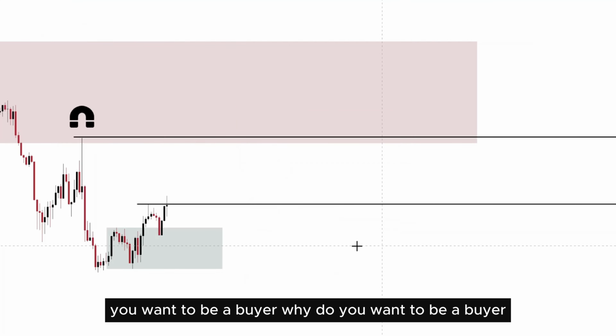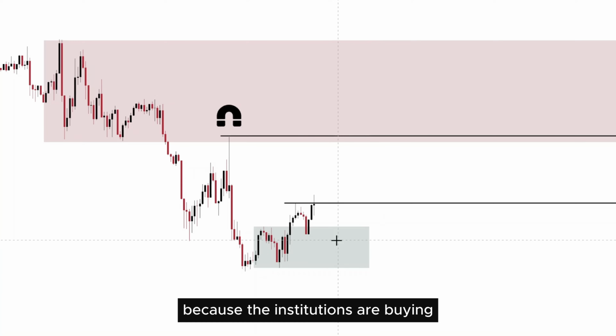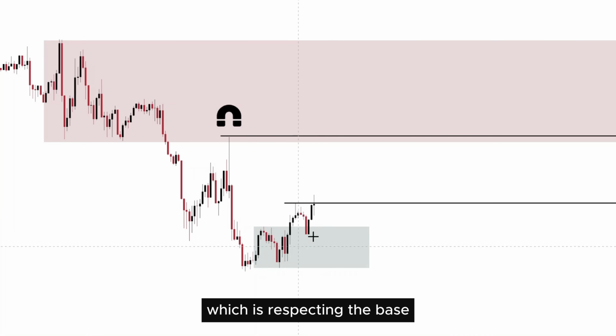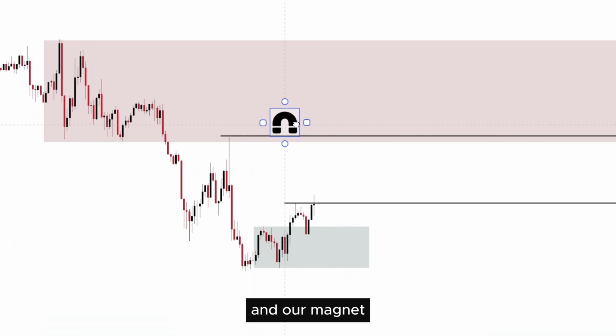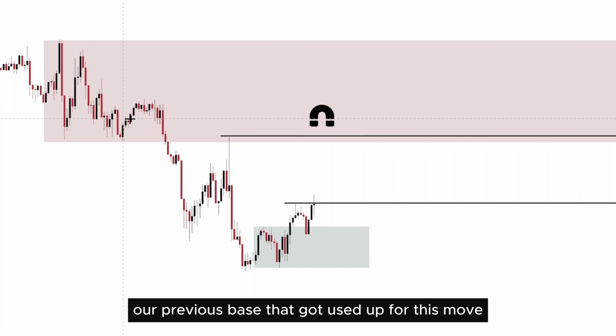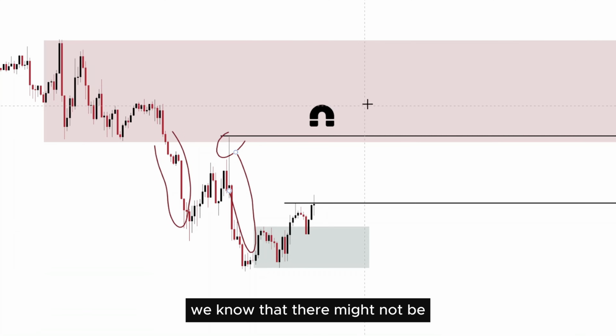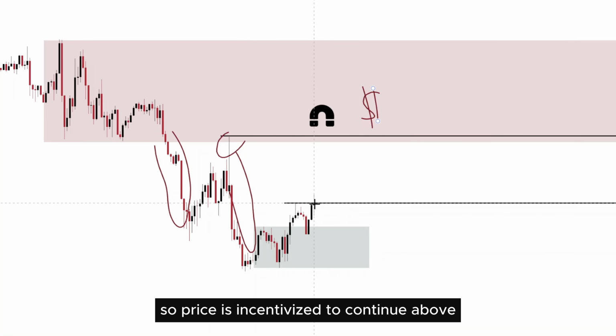Why do you want to be a buyer? Because the institutions are buying. What is the clue? The clue is our micro shift, which is respecting the base and starting to change character, and our magnet, our previous base that got used up for this move and this retracement to make another move. We know that there might not be enough money left in this base, so price is incentivized to continue above.